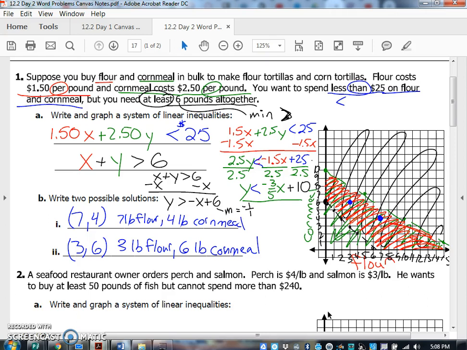If I take my 7 pounds of flour and 4 pounds of cornmeal, if I add that up, 7 times $1.50 is going to be $8.50. 4 pounds of the cornmeal at $2.50 will cost me $10. So $10 and $8.50 would be $18.50. That's less than $25. 3 pounds of flour will cost me $4.50. 6 pounds of the cornmeal will cost me $14. So $14 and $4.50 is only $18.50 as well. Both of these are less than $25 spent and more than 6 pounds altogether.